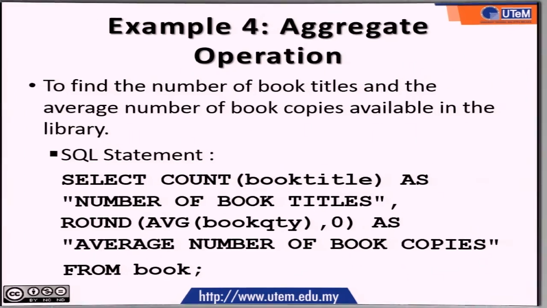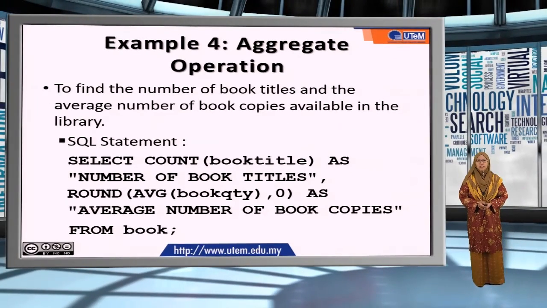Now let's look at the final example. In this example, we want to find the number of book titles and the average number of copies of a book title available in the library. The query can be implemented by having two aggregate functions in one SQL statement. The statement shows the implementation of the count and the average functions in one select statement.